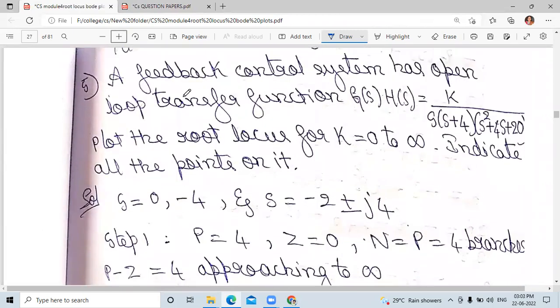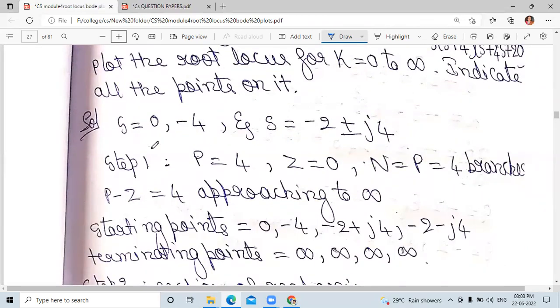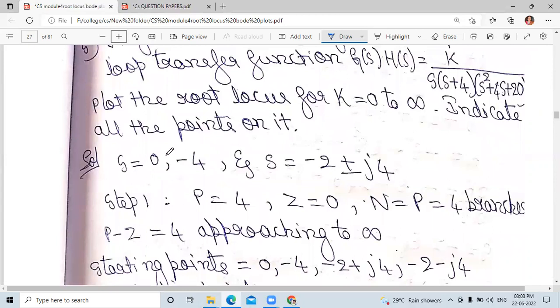So this is the question. A feedback control system has an open loop transfer function G(s)H(s) equals K divided by s into (s plus 4) into (s square plus 4s plus 20). Plot the root locus for K equals 0 to infinity. Indicate all the points on it. So what is step 1? s equals 0, minus 4, and s equals minus 2 plus or minus j4. These are the poles.